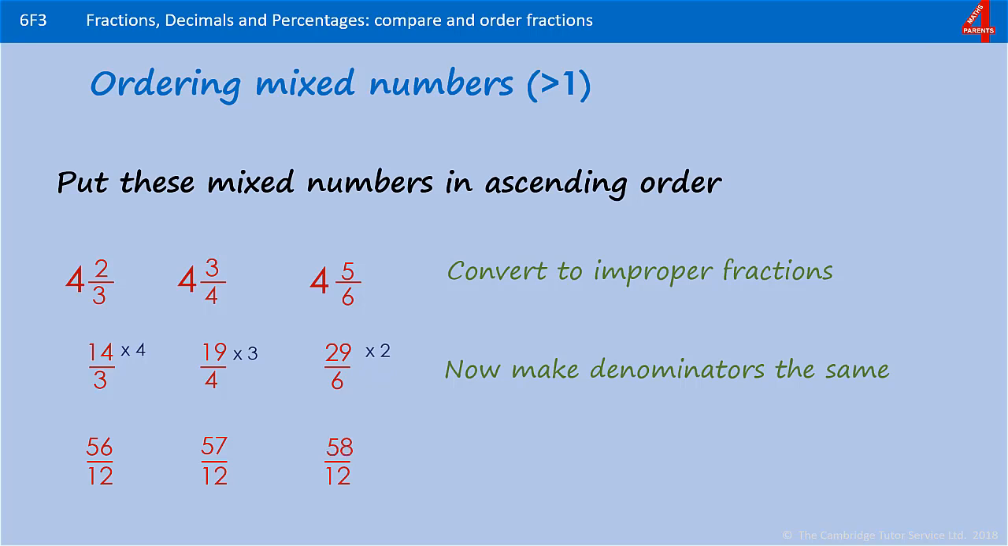Now the denominators are the same, we can look for the smallest numerator. 56 over 12 will be our smallest one. Remember to use the ones from the top, so that goes with 4 2/3. The next one is 57/12, which goes with 4 3/4, and finally 58/12, which goes with 4 5/6.